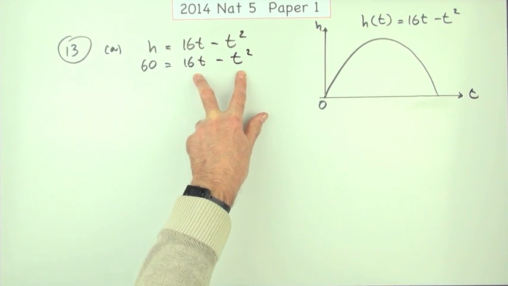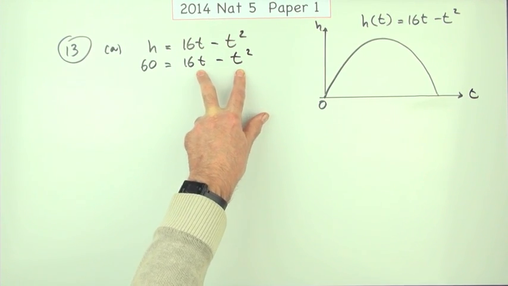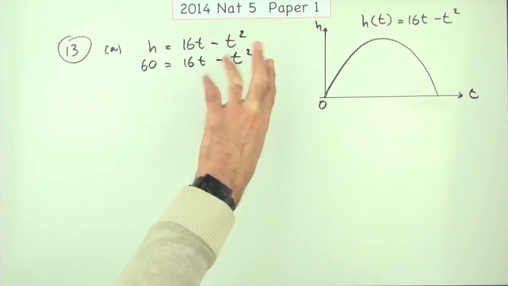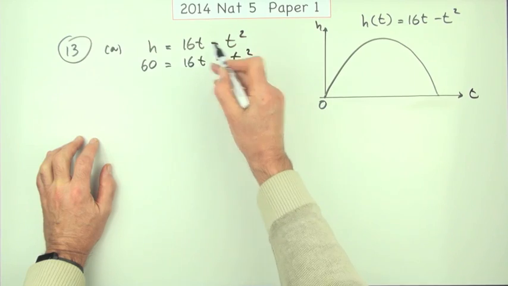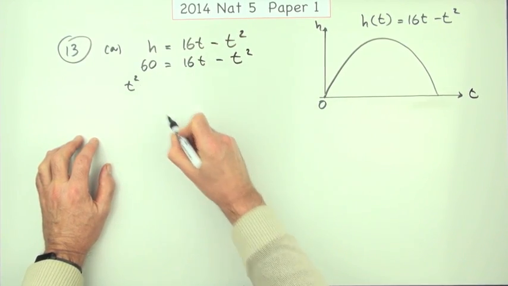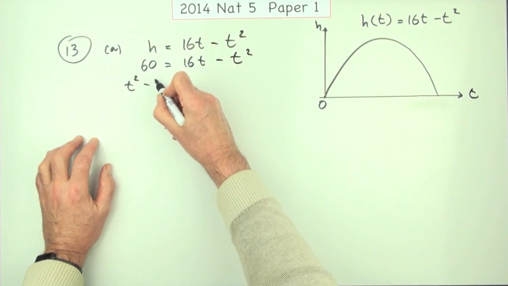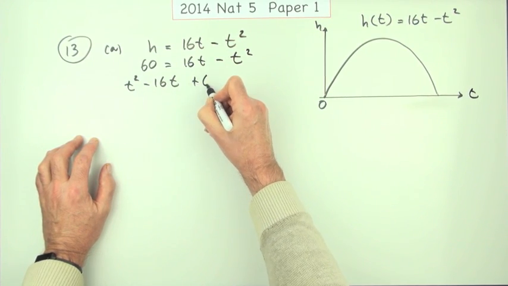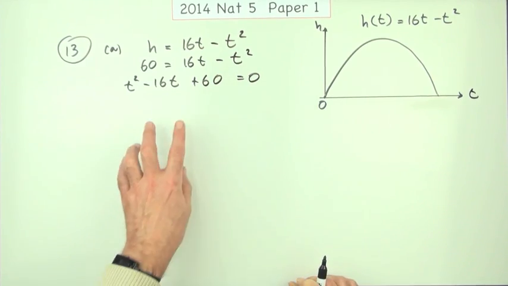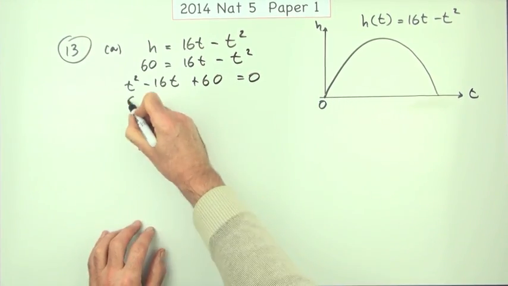Well, there's 2 different mentions of t squared and t, so it's going to be a quadratic equation, so take everything over to one side. So the minus t squared will cross as t squared, the 16 will cross as minus 16, and the plus 60 was there already. So you have to solve that. So let's factorise it.